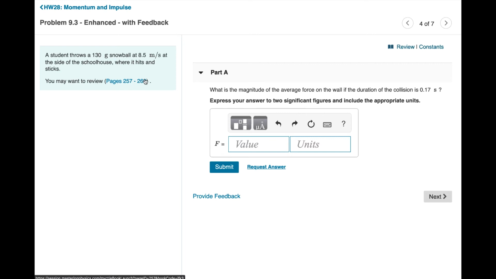So the impulse, which is the negative change in that momentum, is equal to the force exerted by the wall multiplied by time. Well, they give me the time, 0.17 seconds. So simply divide the momentum of the snowball by the time, 0.17 seconds, and you get the force in newtons.